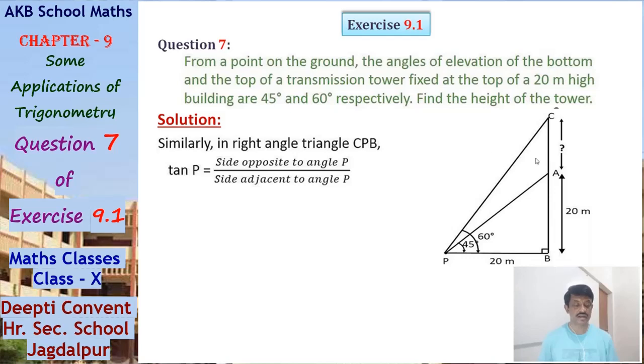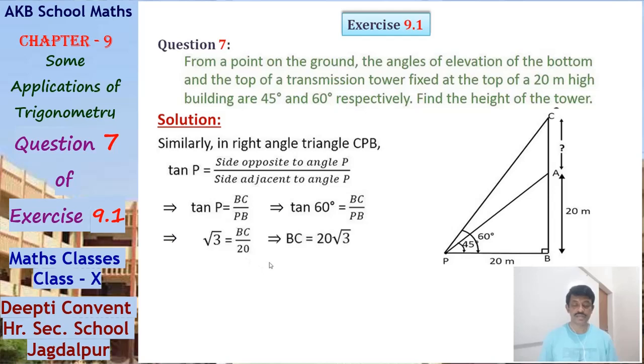That side means CB. BC by PB, tan P. Now P means here 60 degrees. BC by PB is 20, so BC equals 20 root 3. Now we have found the value of BC. Okay, we have to find CA. So BC equals 20 root 3.